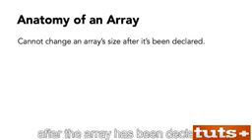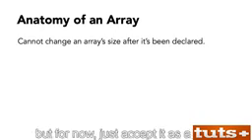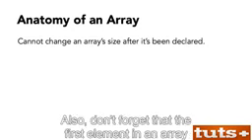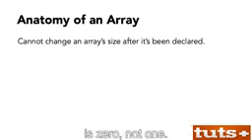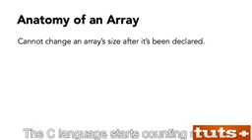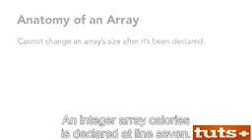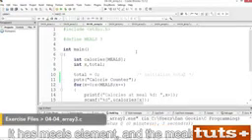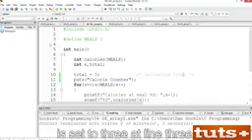Also, don't forget that the first element in an array is 0, not 1. Humans start counting at 1. The C language starts counting at 0. An integer array calories is declared at line 7. It has meals elements, and the meals constant is set to 3 at line 3. A for loop at line 12 reads in 3 values. See how the for loop starts at 0? That comes in handy when working with arrays, as the first element is 0.